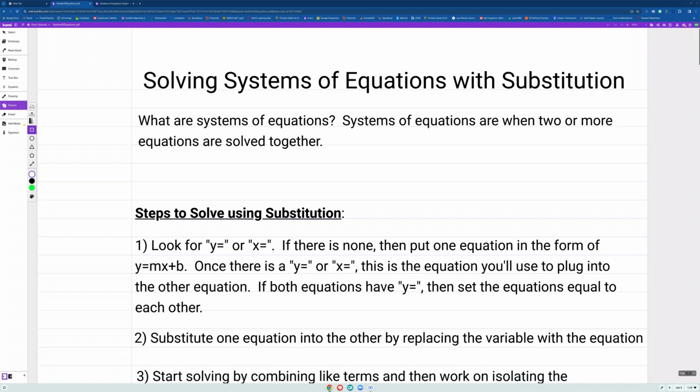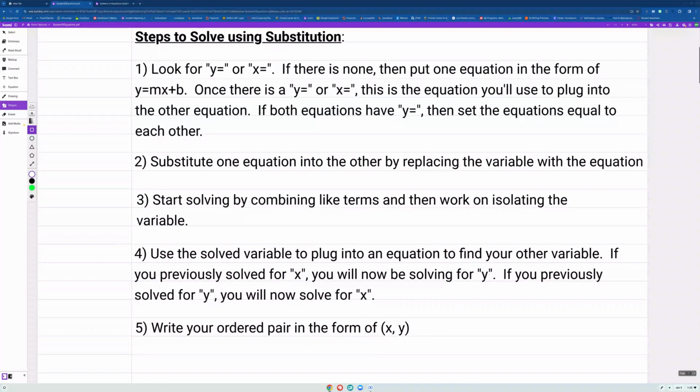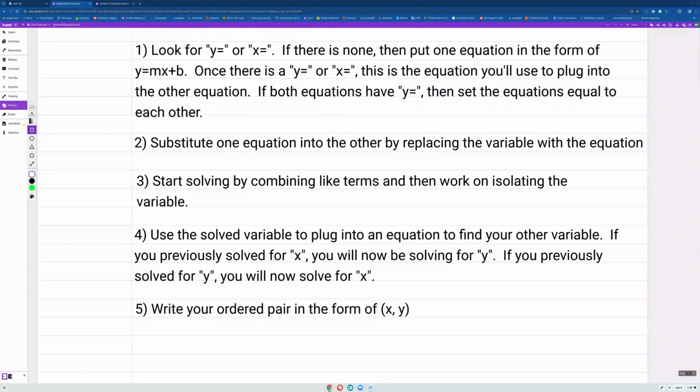So the steps to solving using substitution: you're going to look for y equals or x equals. If there is none, then you have to put the equation in the form of y equals mx plus b, where again, m is your slope and b is your y-intercept. Once there is a y equals or an x equals, this is the equation that you're going to use to plug into the other equation. If both equations have the y equals, then you're going to set the equations equal to each other.